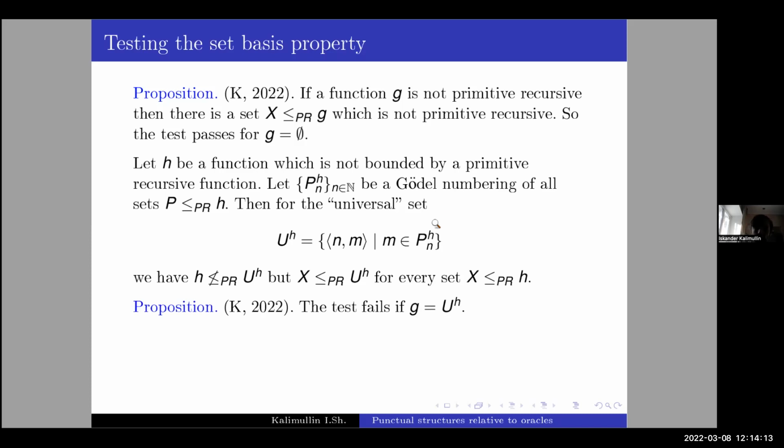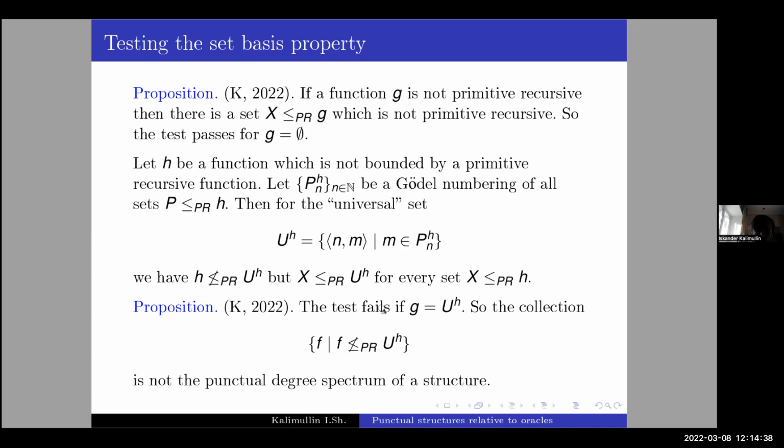Some set. I will not have time to say it formally, but it's also an interesting example. You can find some set. In fact, there are many such sets, even computable sets, for which the test fails. So this collection has no set basis property. Some function belongs to that collection, and every set below that does not belong to this collection.